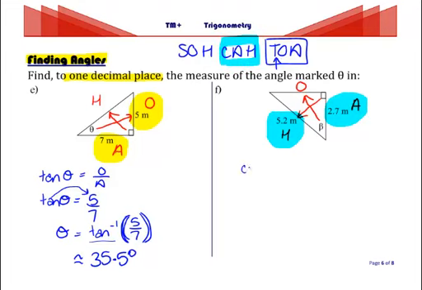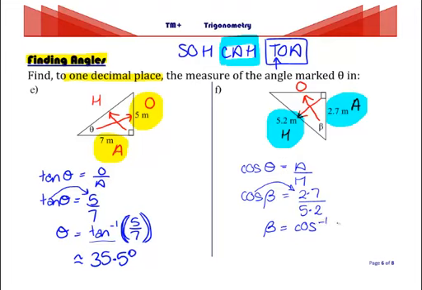So I write out cos theta equals A over H. In this case it's a beta, so I just write that there. Adjacent is 2.7, hypotenuse is 5.2. To get beta on its own, I take the cos over and it becomes an inverse. 2.7 over 5.2. So in your calculator, you shift or your inverse button, cos, which will be inverse cos, bracket 2.7 divided by 5.2, close your bracket, and you get approximately 58.7 degrees.